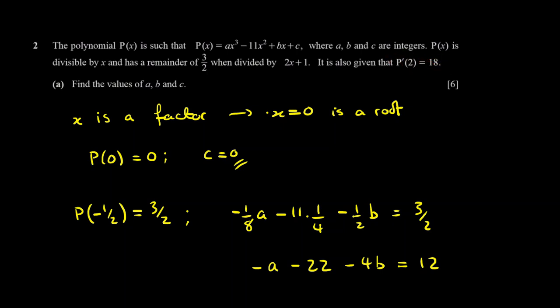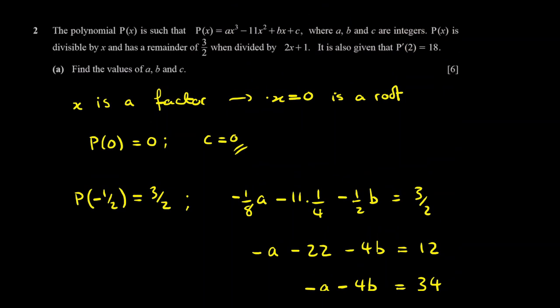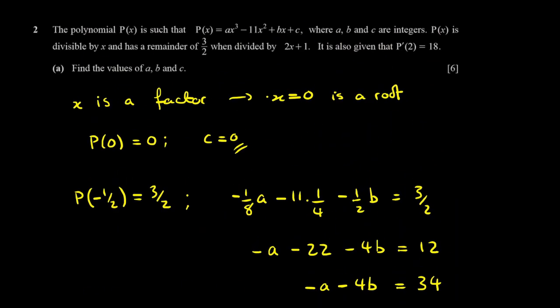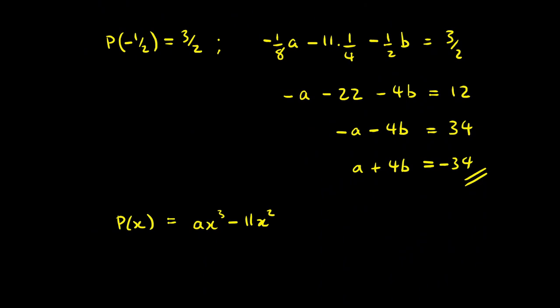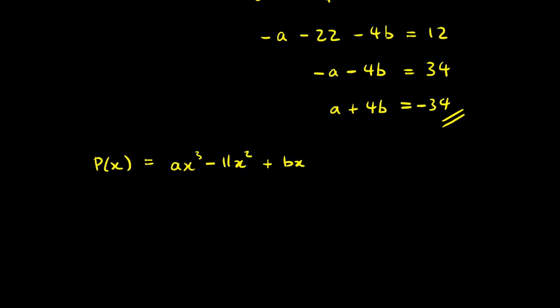Okay, now the last one is we've got this statement here that p prime of 2 is equal to 18. So firstly, we're going to have to differentiate our polynomial. So I'm just going to rewrite p of x. It is equal to ax cubed minus 11x squared plus bx, and we can ignore the c because we know c is 0. Okay, now I know that I need to differentiate this.